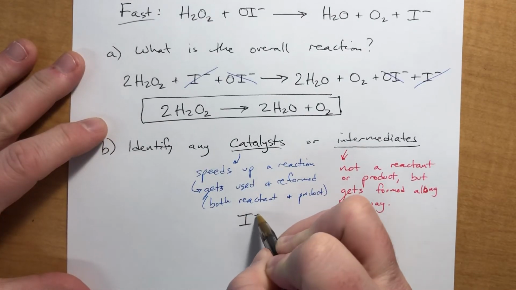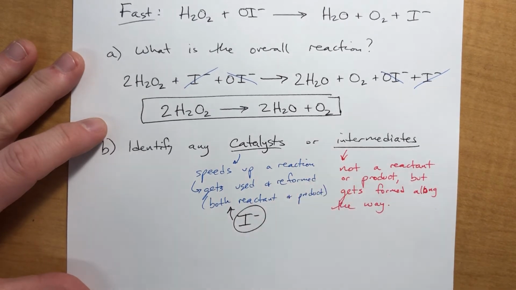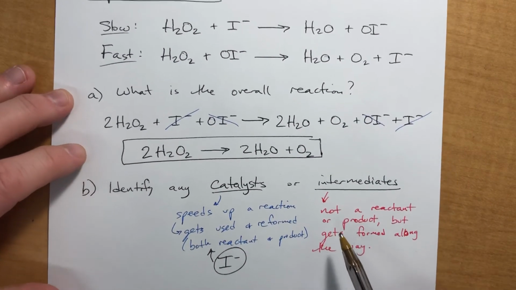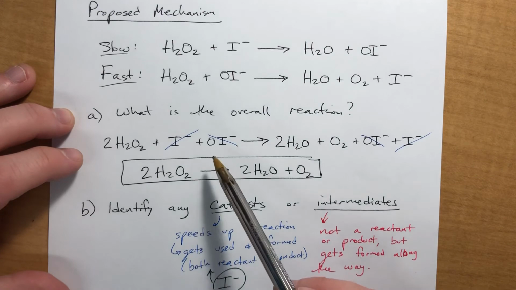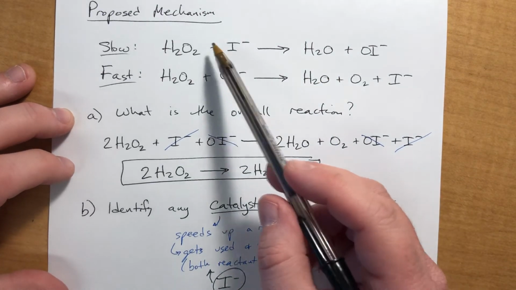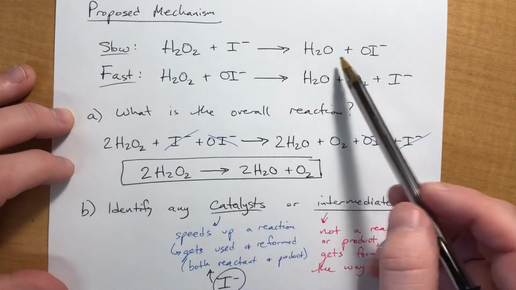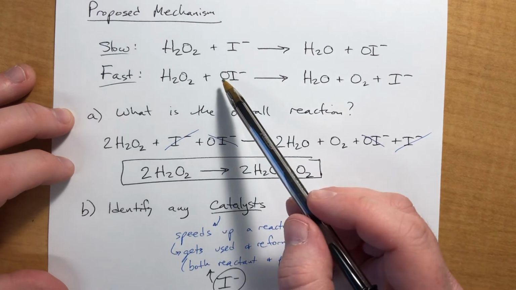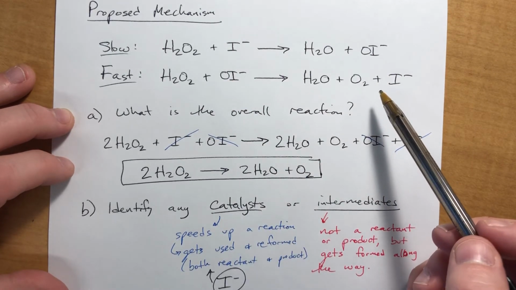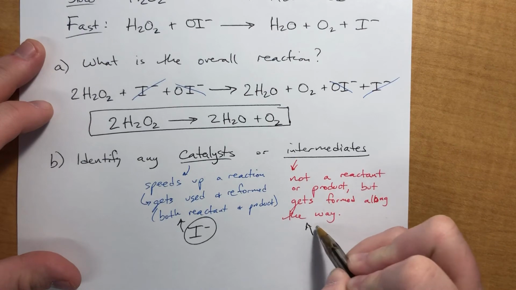So I minus is our catalyst. As far as intermediates, if we look at OI minus, it was not here in the beginning and it's not here at the end, but it did form along the way and then it gets used up before the end. So that sounds like an intermediate to me.